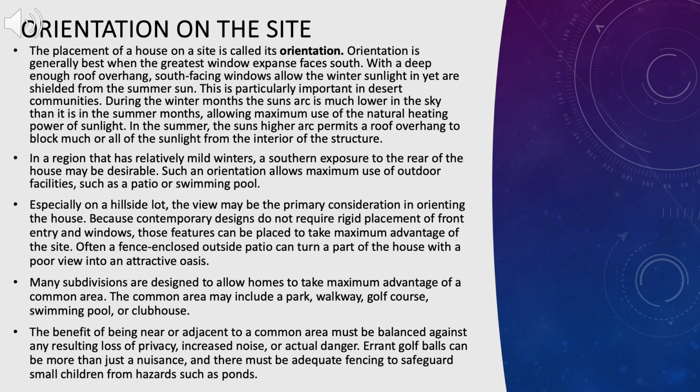This is particularly important in desert communities. During the winter months, the sun's arc is much lower in the sky than it is in the summer months, allowing maximum use of the natural heating power of sunlight. In the summer, the sun's higher arc permits a roof overhang to block much or all of the sunlight from the interior of the structure.